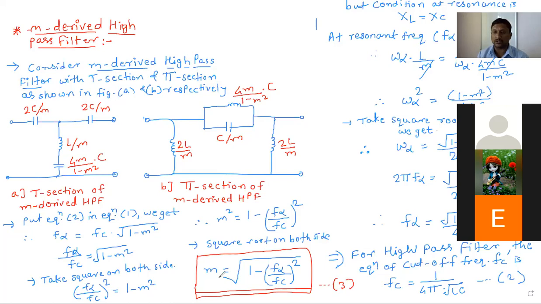Are you getting my point? So this is a cross check. This cross check you have to do. So this is the expression of m. So here you can put the condition.